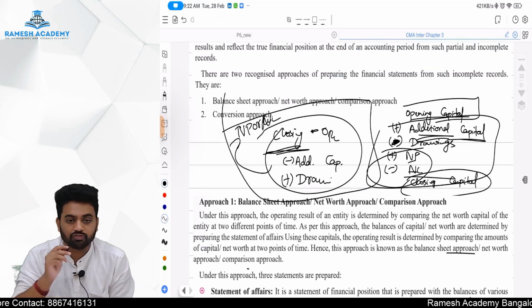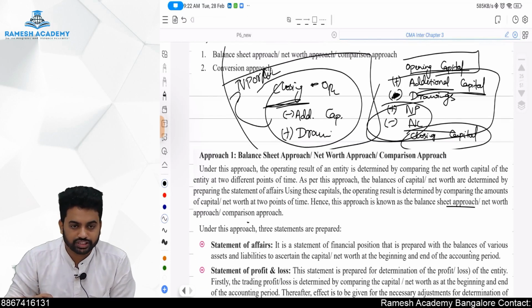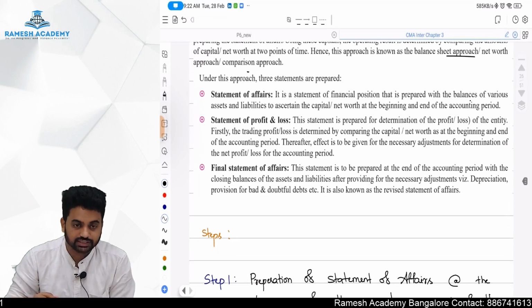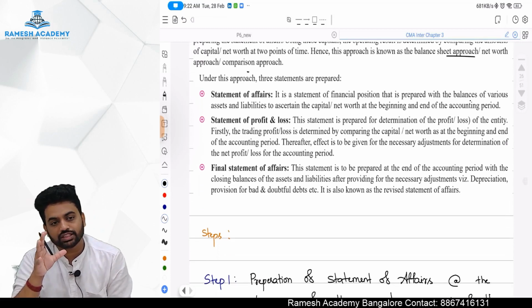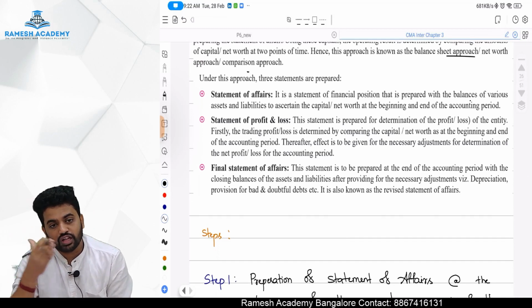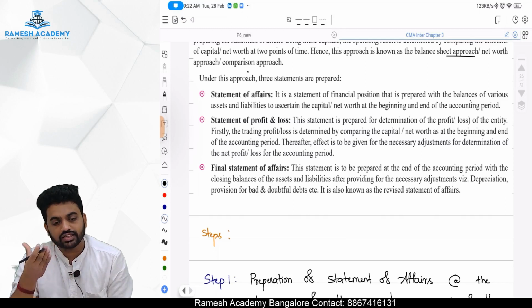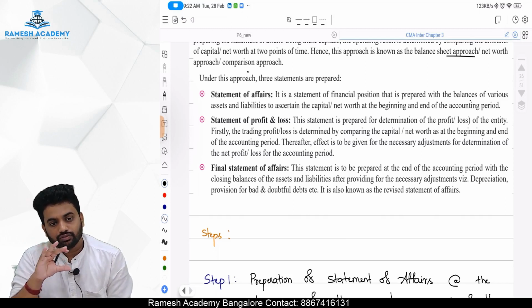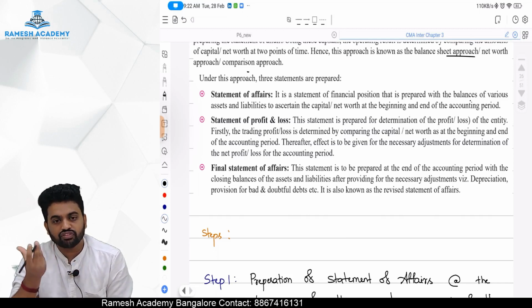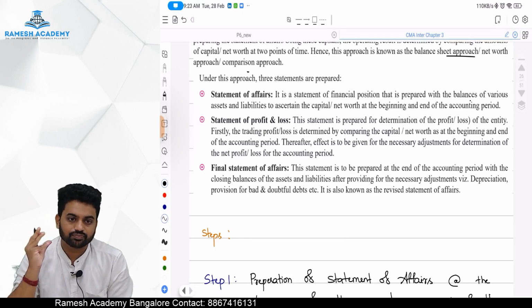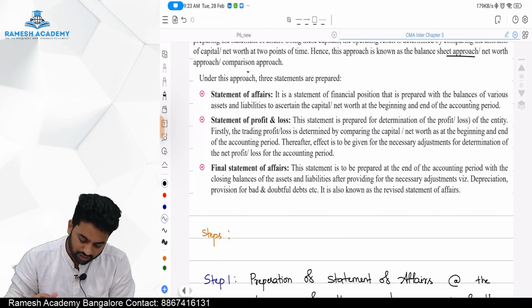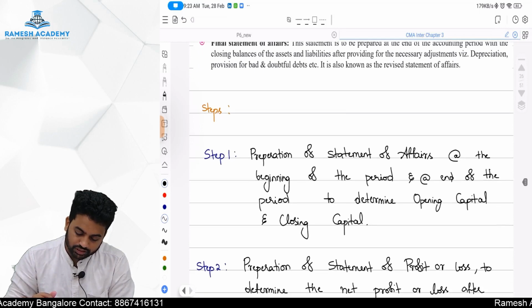The statement of profit or loss is the statement which I have done now. It gives the net profit or net loss after adjusting the things. Final statement of affairs is nothing but after adjustment of all the things. If anything is not adjusted yet, and we prepare some kind of draft of balance sheet, that is called the final statement of affairs. So what are the steps, sir?